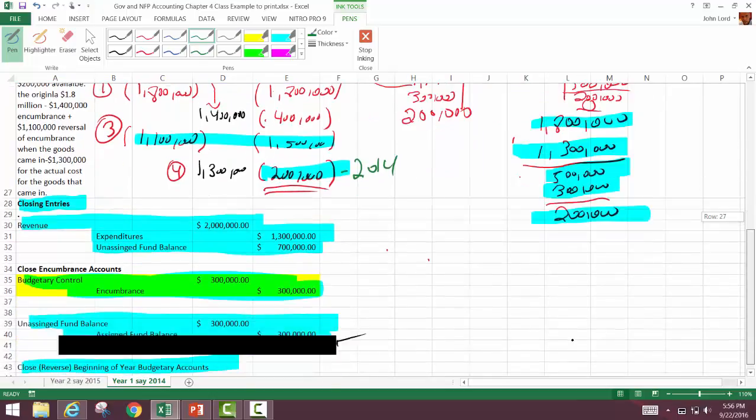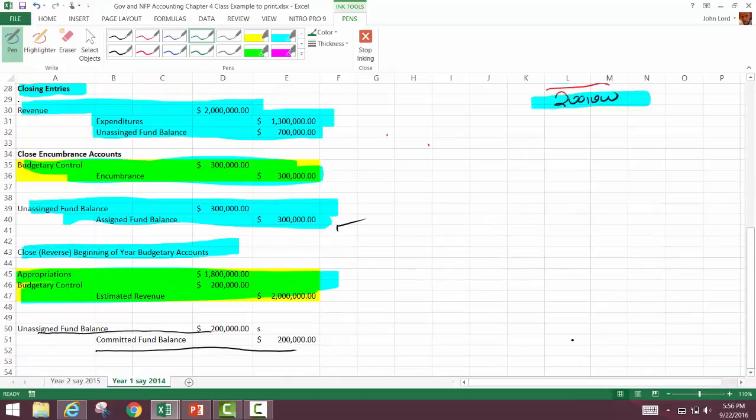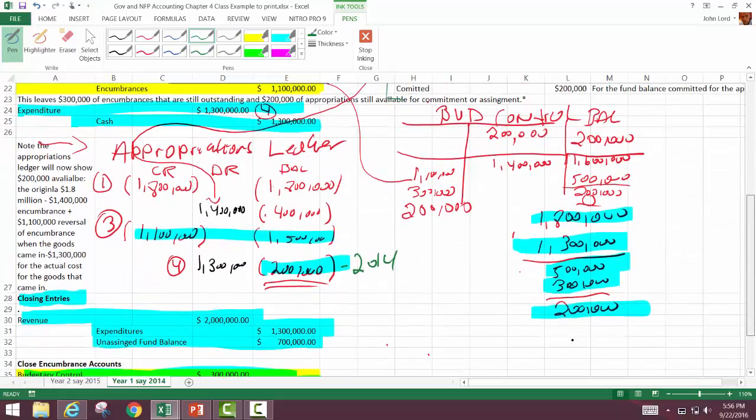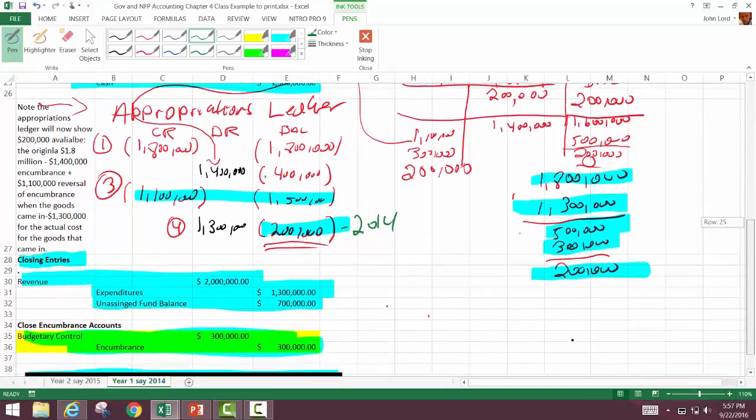Then I come back down and I decide that I'm going to close my budgetary accounts from the beginning of the year. So I debit the appropriation, credit the estimated revenue. I debit budgetary control, and when I debit my budgetary control, is it now 0? So it is 0. The encumbrances are 0. The revenues are 0. The appropriations are 0. The expenditures are 0. All of my proprietary accounts got closed. All my budgetary accounts got closed, didn't they? Everything is 0 except obviously my balance sheet accounts.